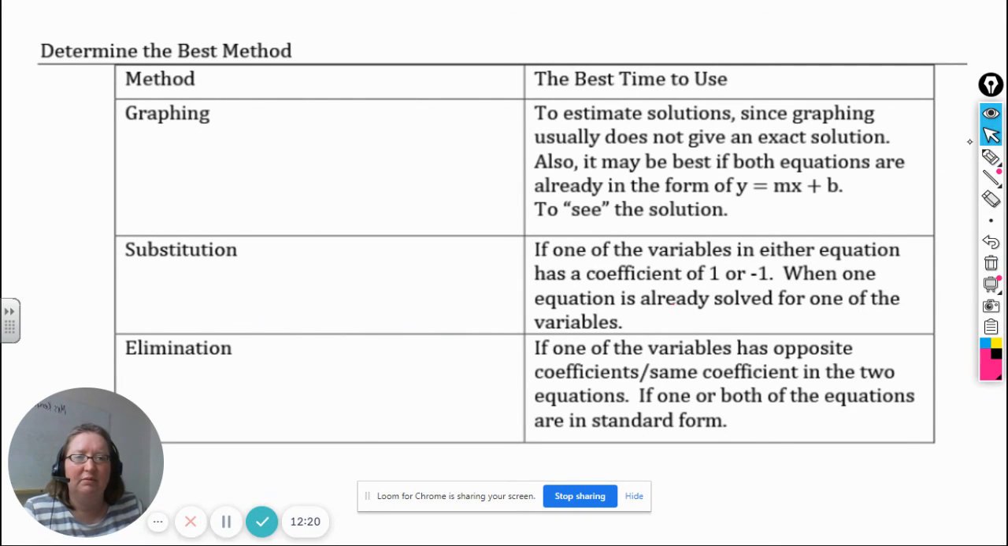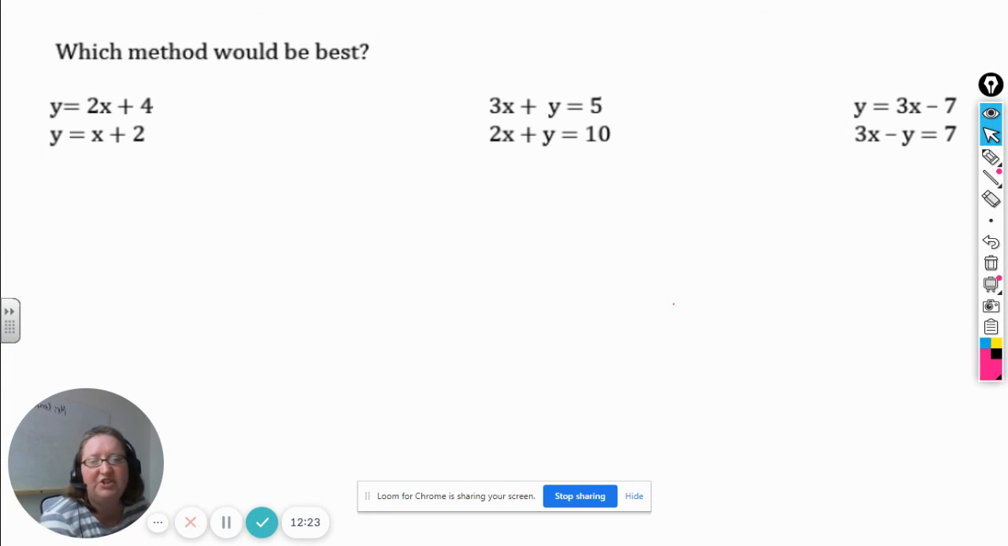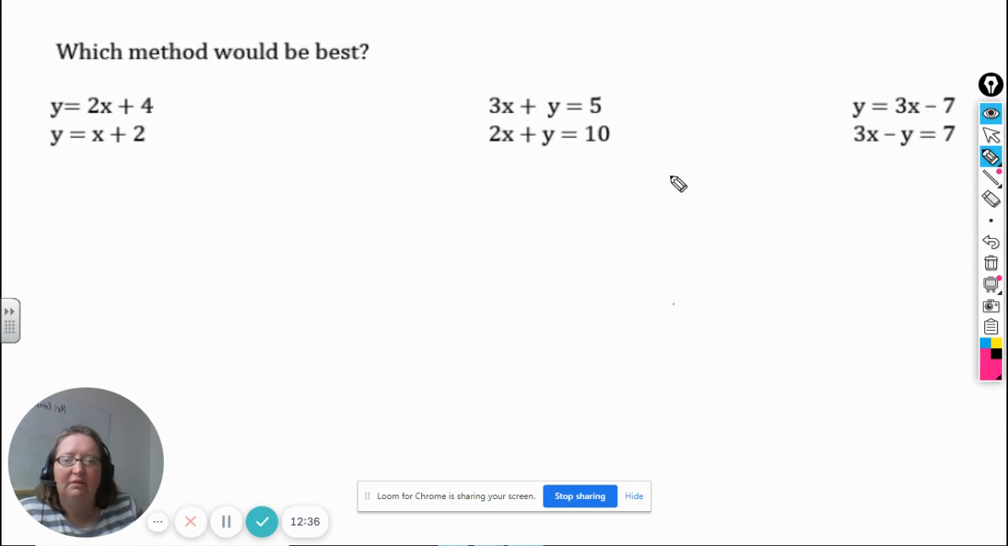Okay, so which solution would be best? Hit the pause button and think about it for a second, but I'm not going to pause. I'm just going to say the answers. So this one, they're both y equals. I would use, pause that button, think about it yourself first, graphing.